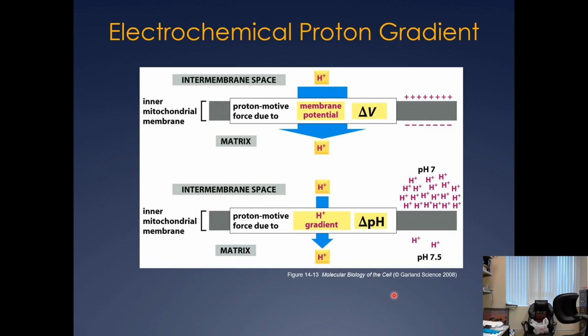And so the electrochemical proton gradient that exists, that's used to drive ATP synthesis, comes from two areas. There's the proton motive force due to the membrane potential, right? This is the same membrane potential that's driving the signal sequence into the TIM complex. And then you also have a proton gradient. It's much more acidic in the intermembrane space than it is in the matrix, and so the natural gradient is for the protons to flow downstream. So between these two things, they're actually driving ATP synthesis.